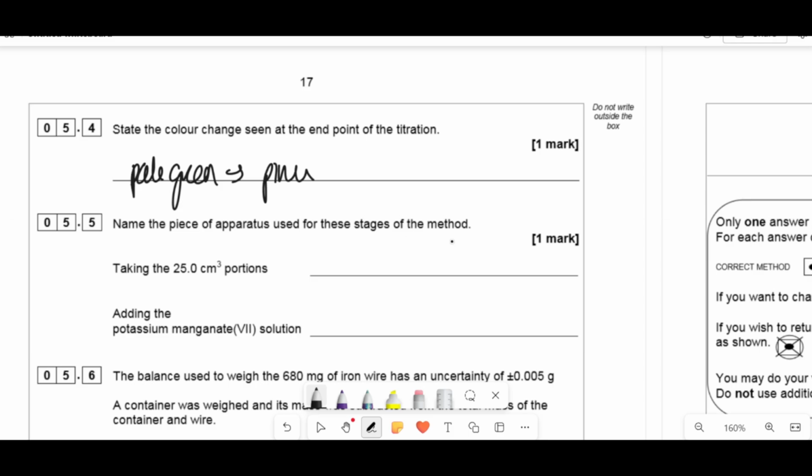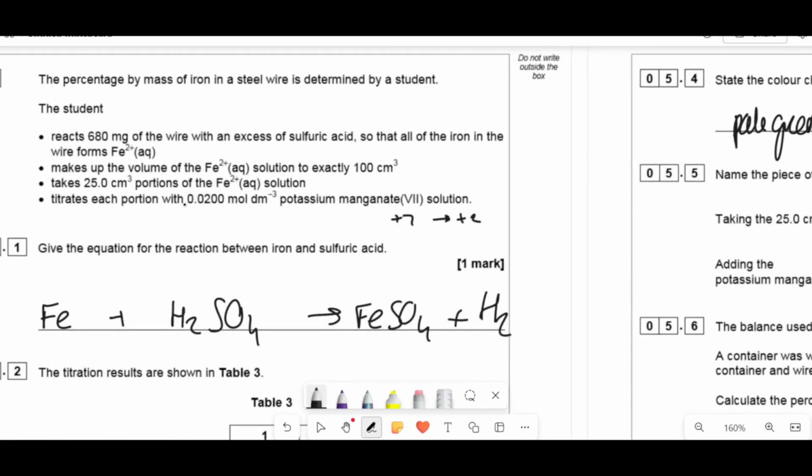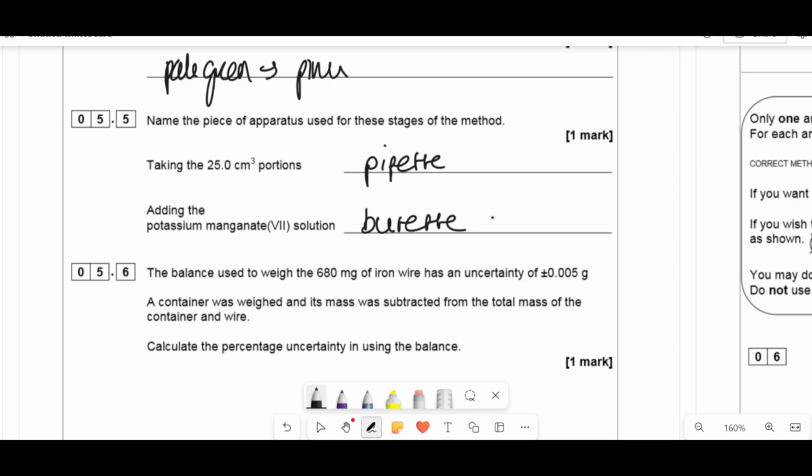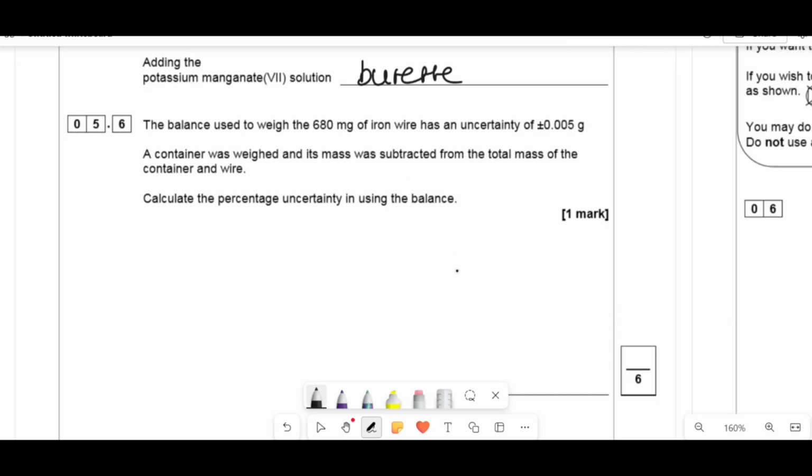So now it says name the apparatus used for each stage of the method. If you want 25 centimeter cube portions accurately, we're going to be using a pipette. And then adding the potassium manganate. So remember that this potassium manganate, where is it? That's being titrated into it, so it's going to be a burette. There you go.